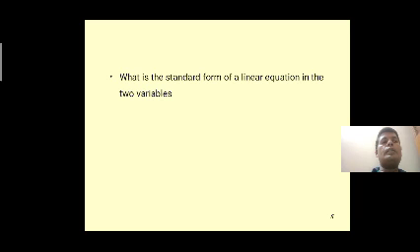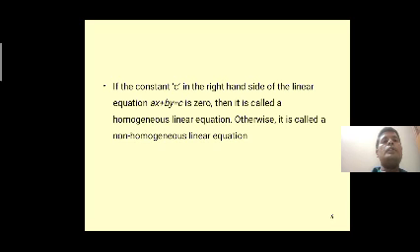What is the standard form of a linear equation in two variables? ax plus by equal to c, where a, b, c are constants. If the constant c on the right hand side of the linear equation ax plus by equal to c is 0, then it is called a homogeneous linear equation. Otherwise, it is called a non-homogeneous linear equation.